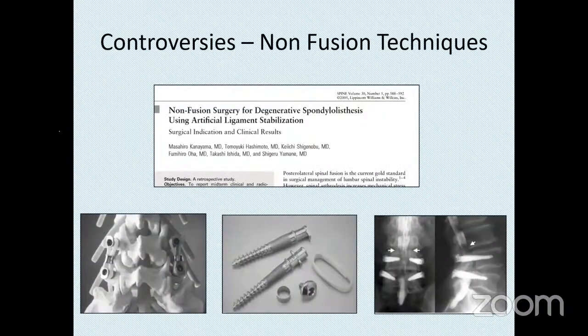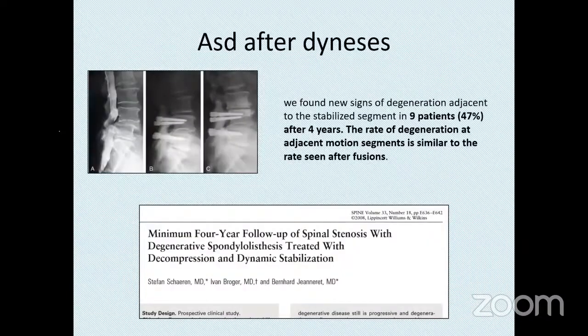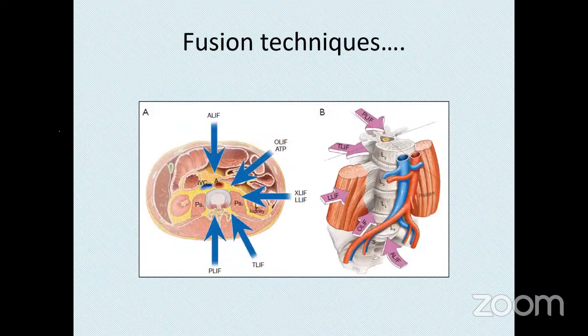The other thing is fusion techniques, whether to fuse or not. Dynesys is a non-fusion technique which was in practice some time back, but now there are too many complications, so that's not being propagated nowadays. Now, depending on your approach, if you approach from the front, you can have a direct anterior lumbar interbody fusion, or when you approach from the sides, you can have a lateral interbody fusion. If it is an oblique approach, it is OLIF, or it is an extreme lateral or lateral lumbar interbody fusion when you go through the psoas. Suppose we go between the psoas and the anterior vessels, it is an oblique approach, so that is called OLIF.